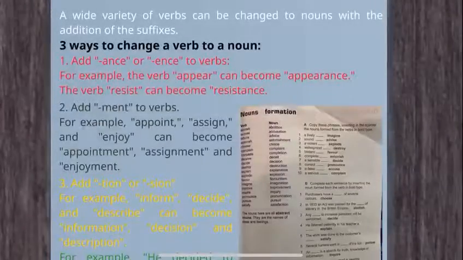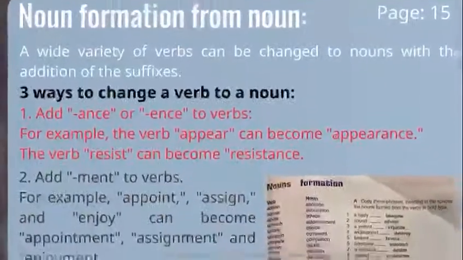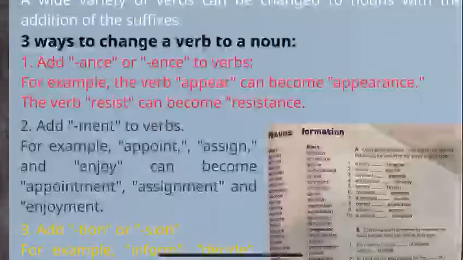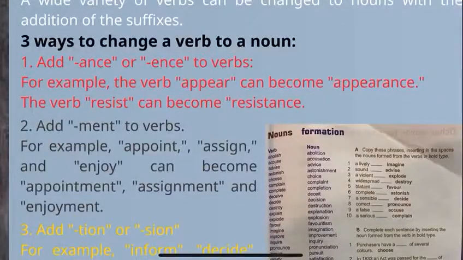The first one is add ance or ence to verb. A wide variety of verbs can be changed to nouns with the addition of suffixes like ence or ance. For example, the word appear can become appearance. The verb resist can become resistance. Now here appearance and resistance, they both are nouns now.